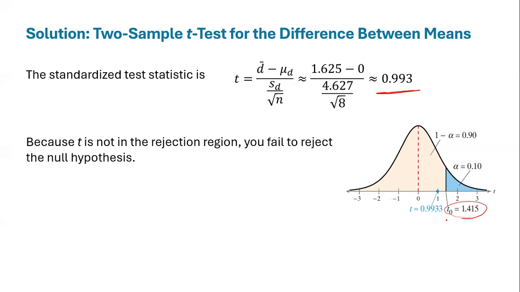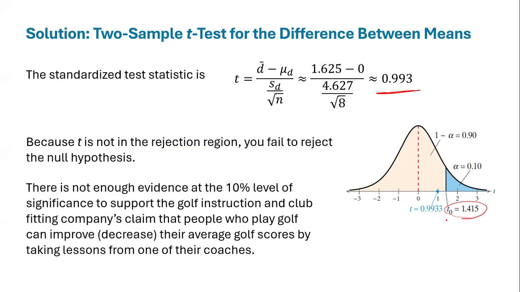So since the claim is on the alternative, you need to use the word support. But since you are rejecting, you cannot support it. So you say there is not enough evidence at the 10% level of significance to support the claim that the people who play golf can improve or decrease their scores by taking lessons from one of those coaches. So we cannot support this claim.